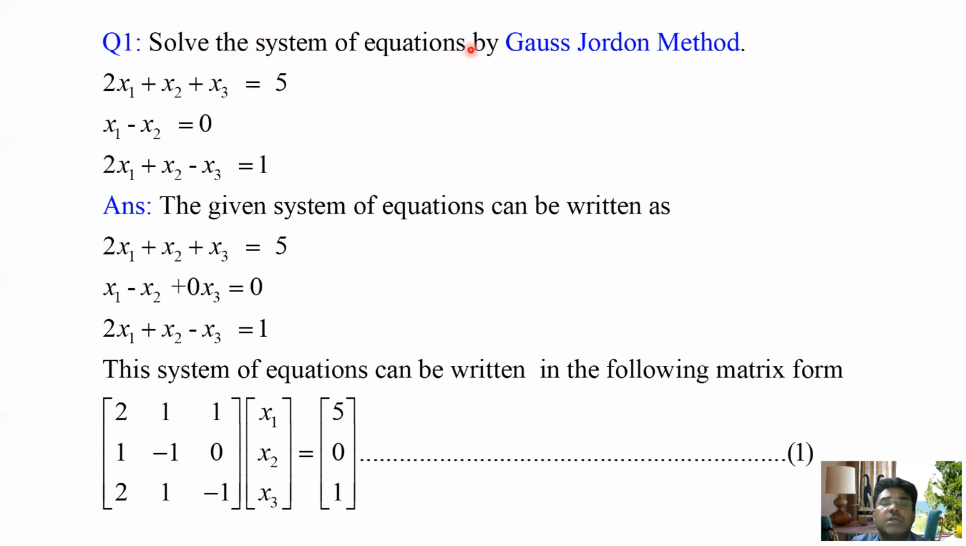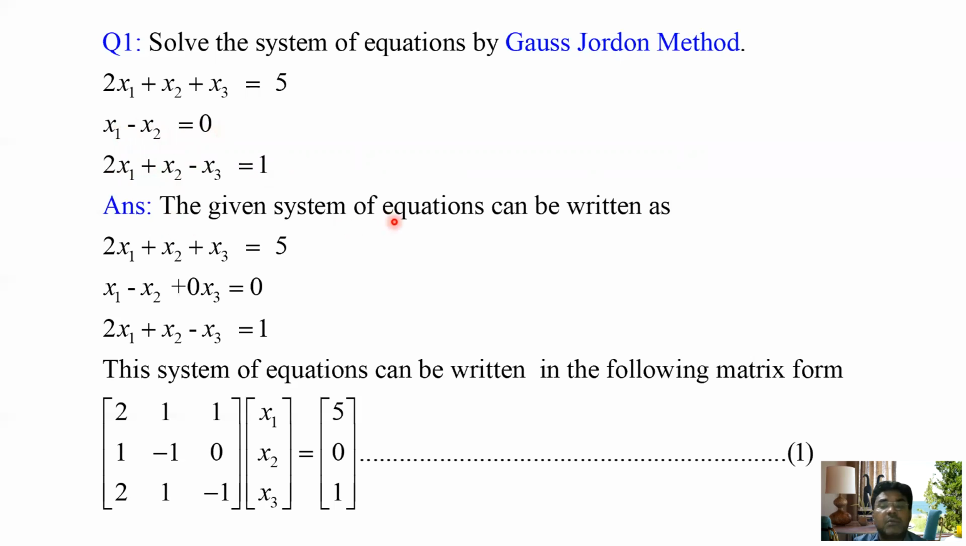Solve the system of equations by the Gauss-Jordan method. Be careful about this: Gauss-Jordan method. 2x1 plus x2 plus x3 equals 5. 2x1 minus x2 equals 0. 2x1 plus x2 minus x3 equals 1. Now you can see in the second line x3 is missing. First you have to rewrite this.